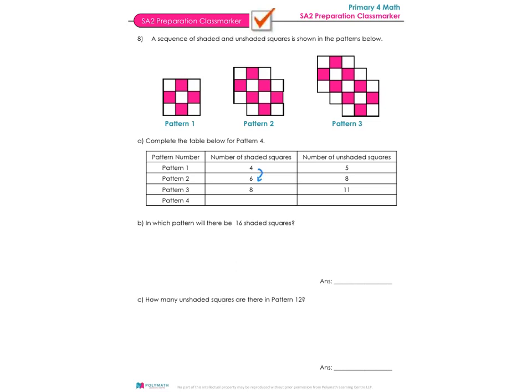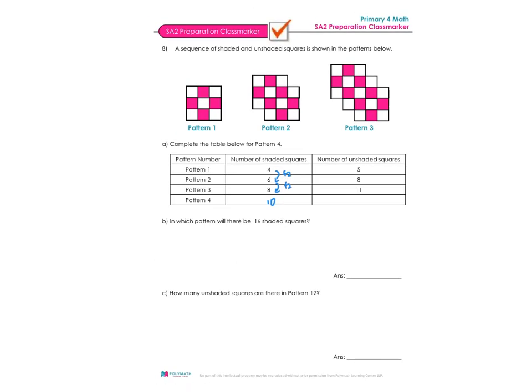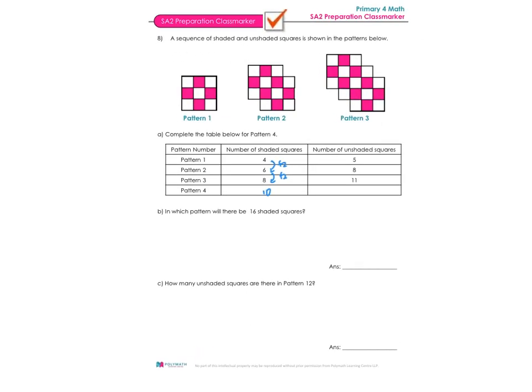So 4 becomes 6 is plus 2, 6 becomes 8 is plus 2, so this is a certain pattern. The answer for one of them is 10 shaded squares in pattern 4. For the unshaded squares, 5 will plus 3, and it's also a consistent pattern, plus 3, so that will be 14. So A is done.